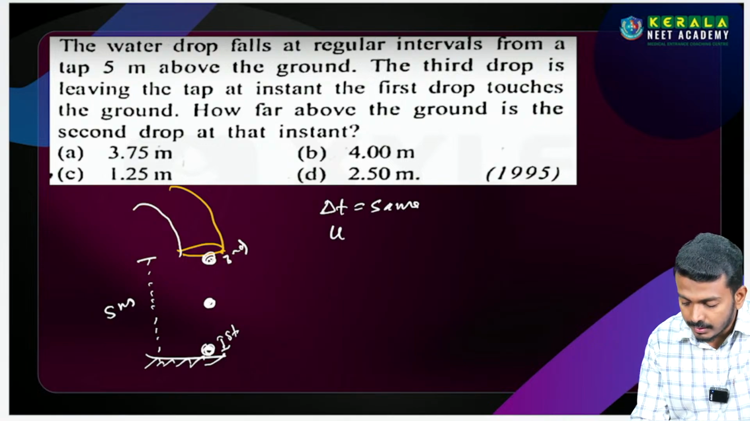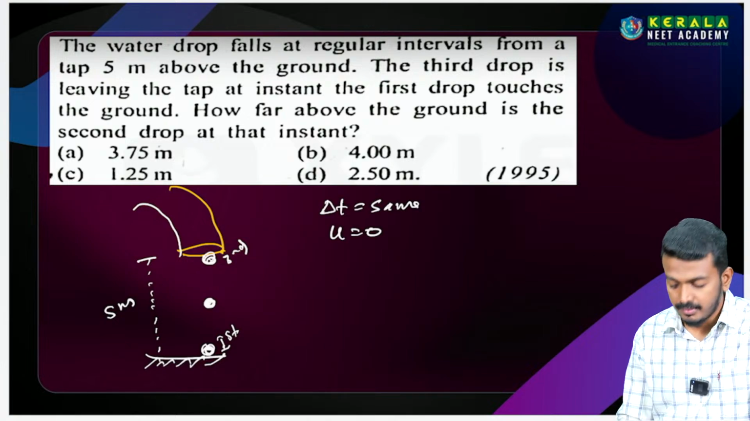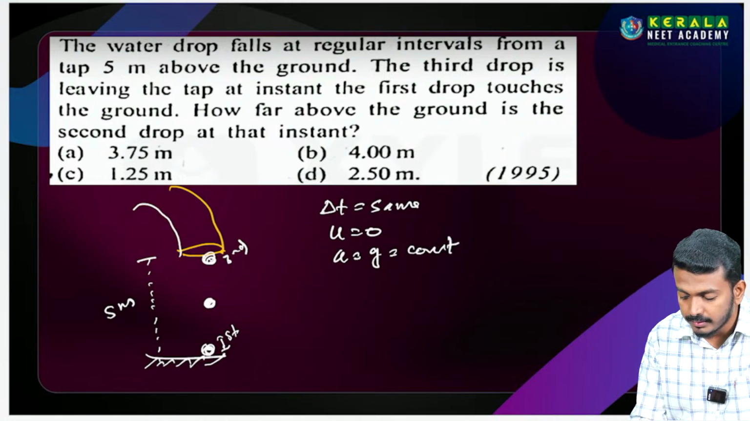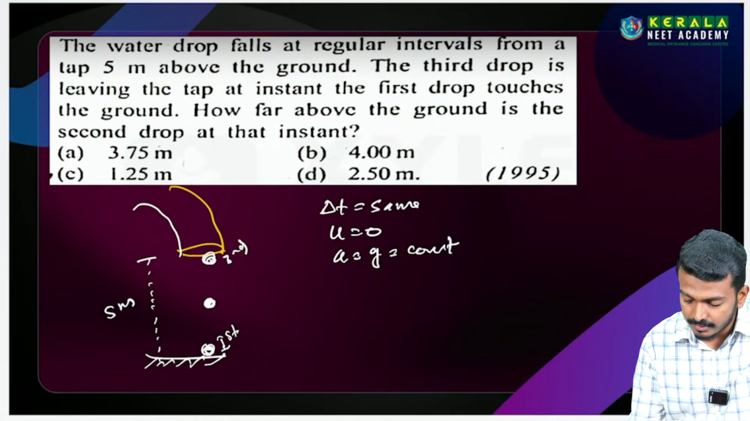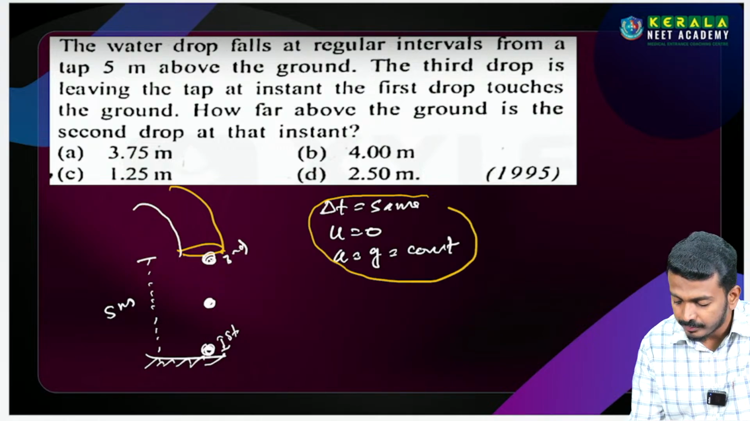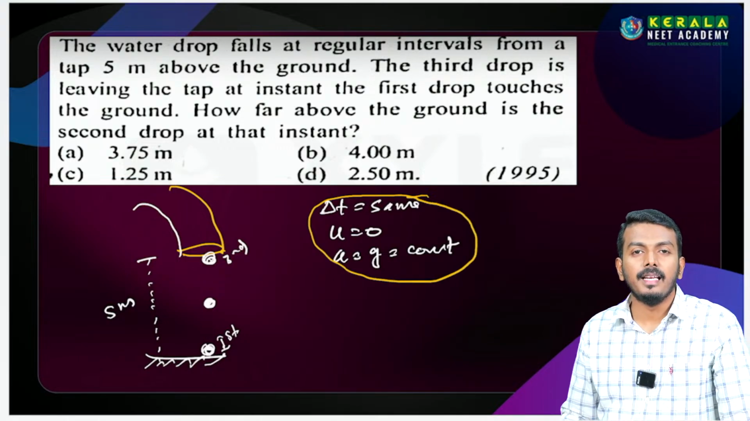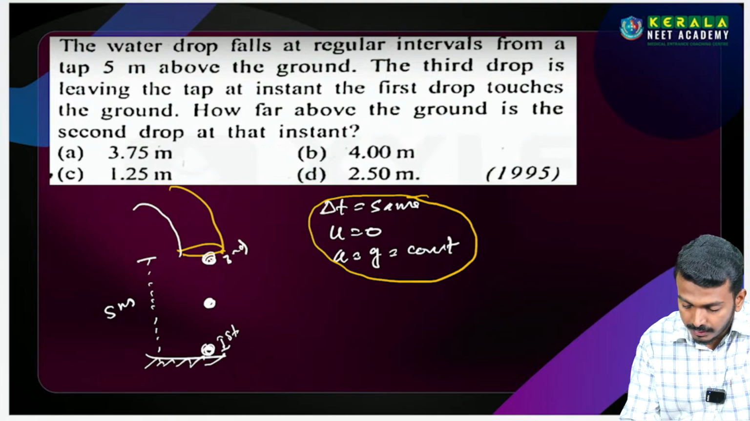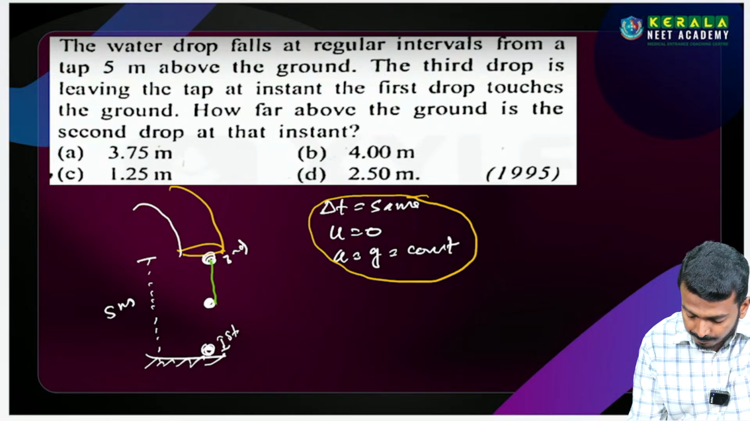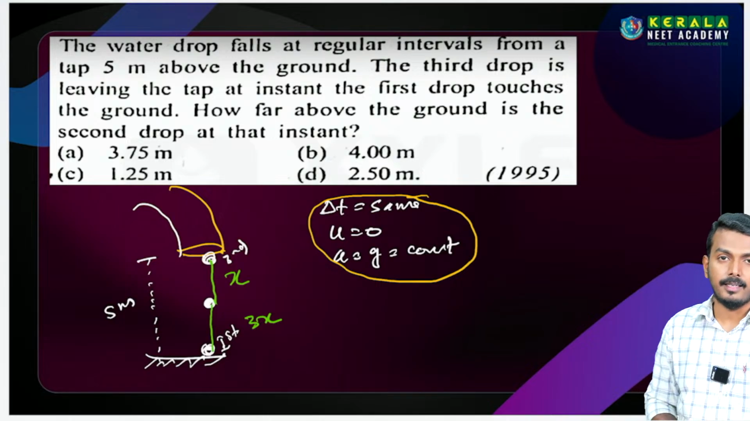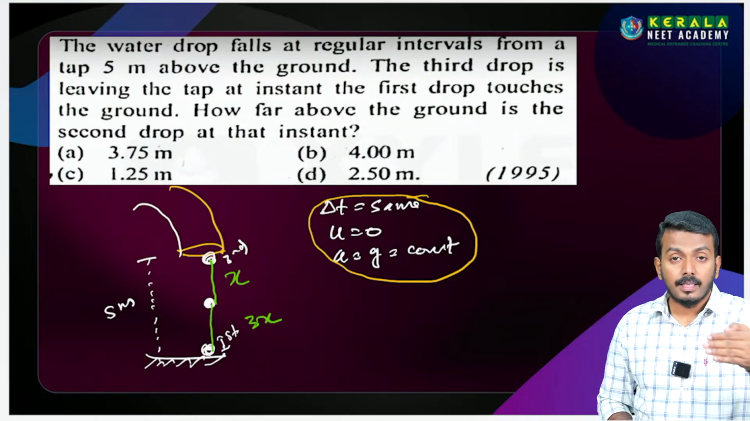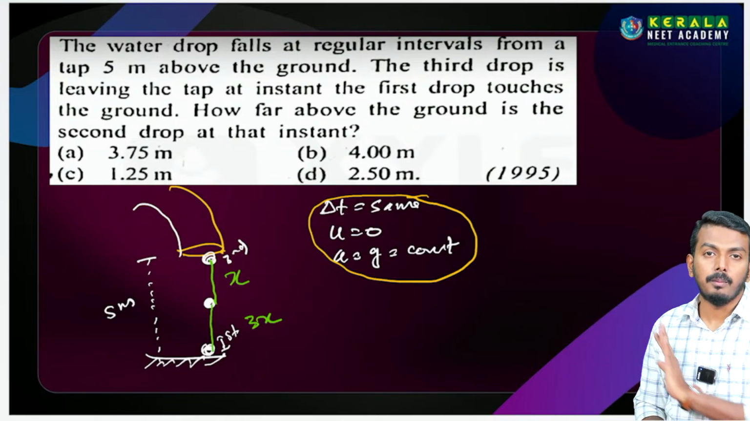You know the initial dropping velocity is 0. It moves only under the influence of gravity, so g is constant. This is the condition for applying Galileo's law of odd numbers. So the ratio of distances traveled can be written as follows. If this distance is x, then the remaining distance is 3x. The ratio of distances traveled is x to 3x to 5x, that is, the odd numbers.